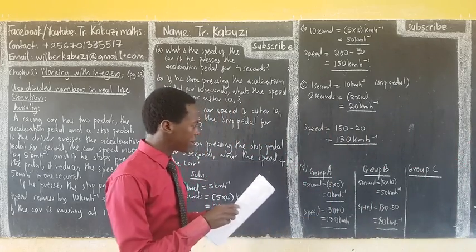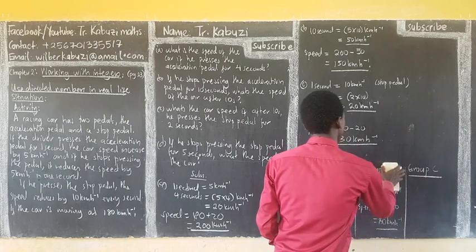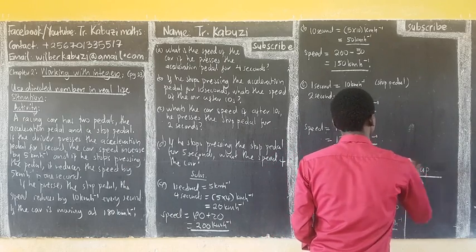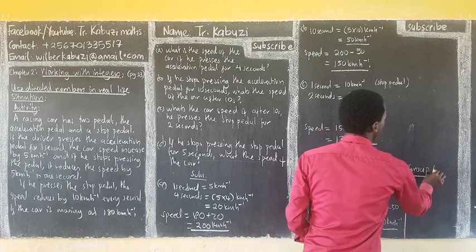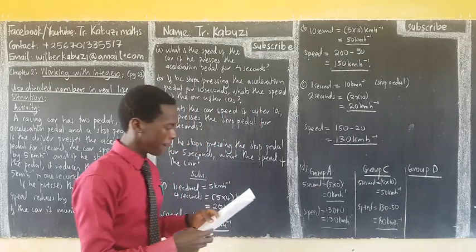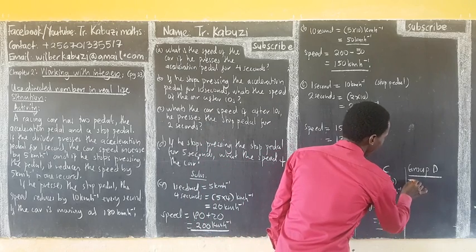Okay, what did group C? No, this was group C. This was group C. This was D. This was C. And this was D. Okay, so D, what they did, answers are interesting here.